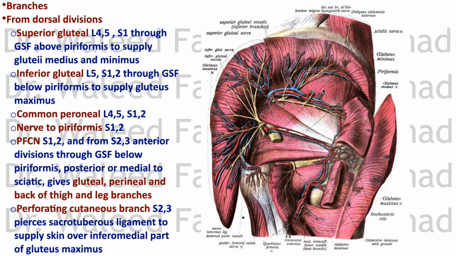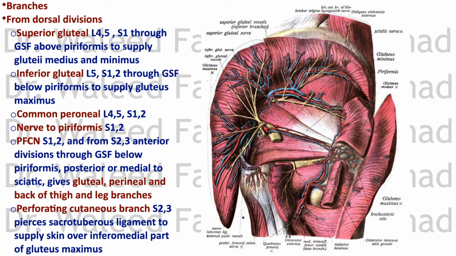The inferior gluteal nerve, on the other hand, is L5, S1 and 2. I told you before, don't stick to the root values as stated here. This is what's mentioned in Gray's, but it differs in books, so go according to the source you're studying from, but there won't be much difference in the root values. The inferior gluteal passes through the greater sciatic foramen, see, below the piriformis. This is the inferior gluteal nerve on its way to supply the gluteus maximus, as you will see here.